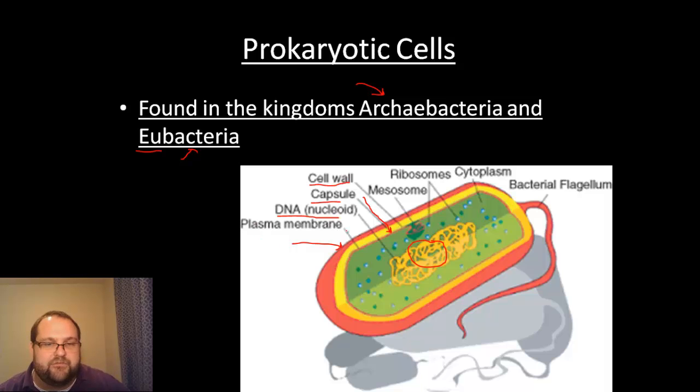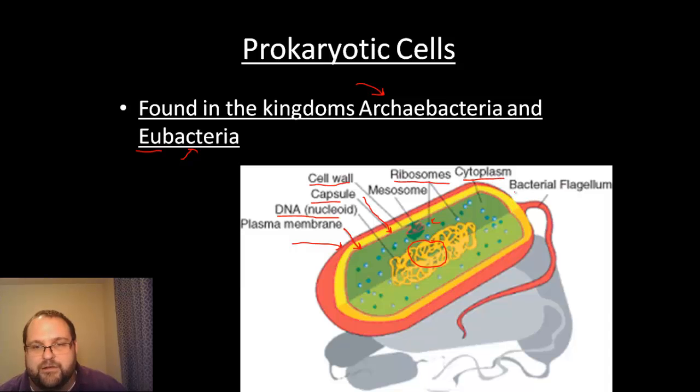They also have a plasma membrane. So just like everything else, they have a cell membrane. That's right here. They have ribosomes. If you notice here, they have ribosomes. So they have these little structures that help make proteins. But they're free-floating. In eukaryotic cells, ribosomes a lot of times are attached to the endoplasmic reticulum. But in this one, they're not. They're free-floating around in the cytoplasm.